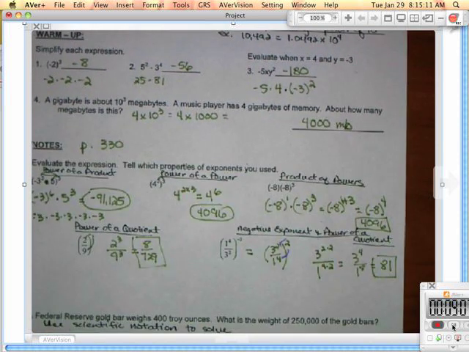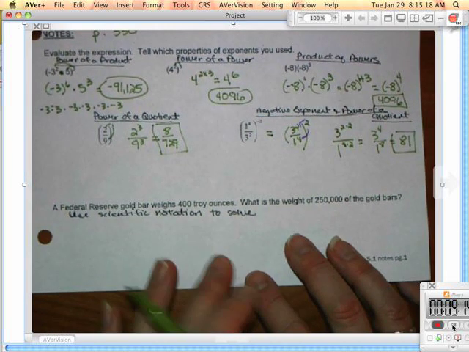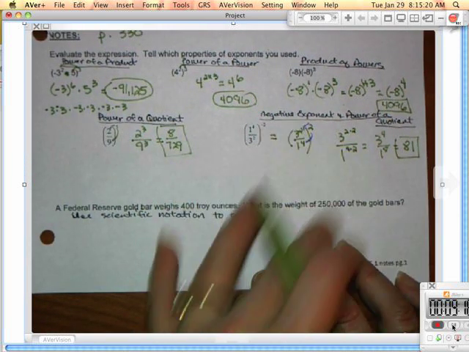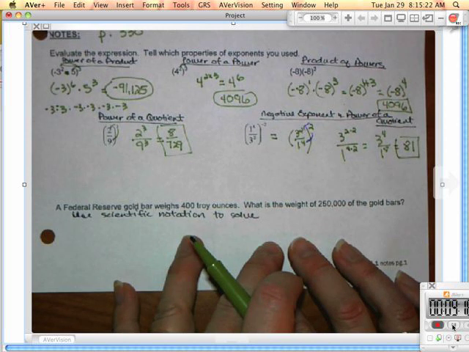So that's just kind of a refresher, and you have done all those things before. All right? So here, let's talk a little bit about scientific notation. You're going to use a lot of these rules in the scientific notation problems that you're going to be doing.